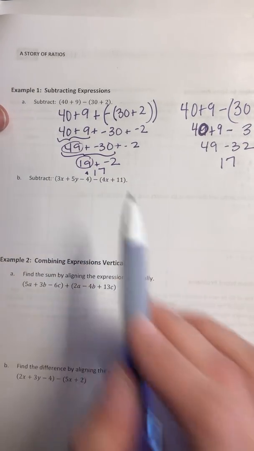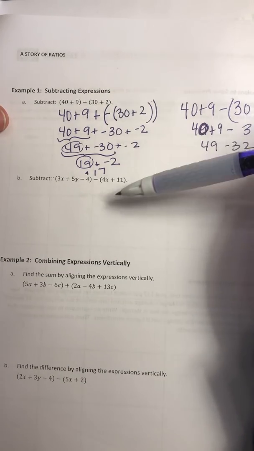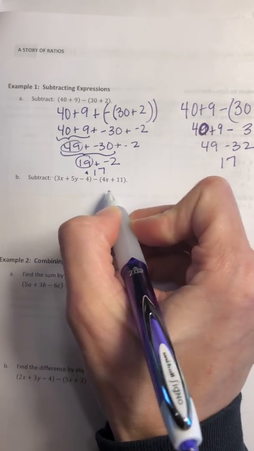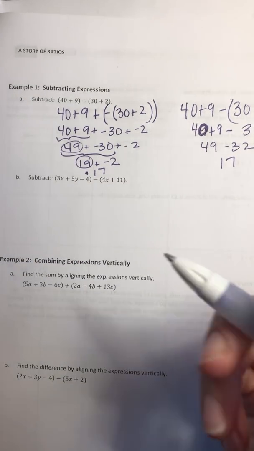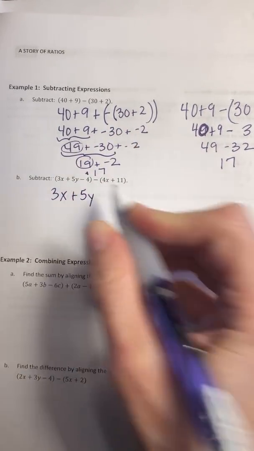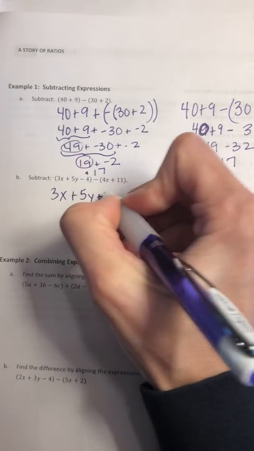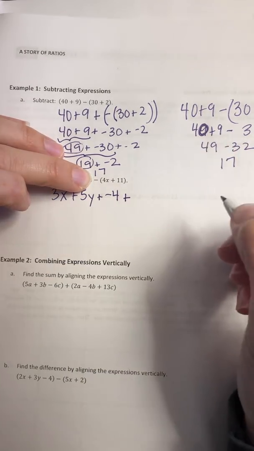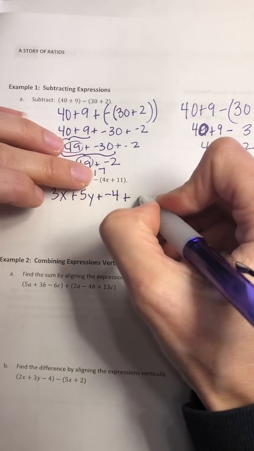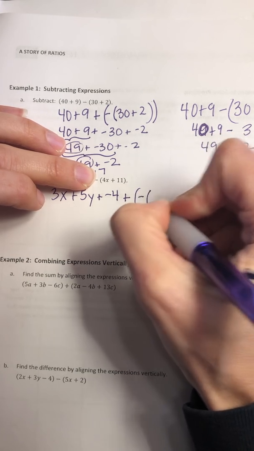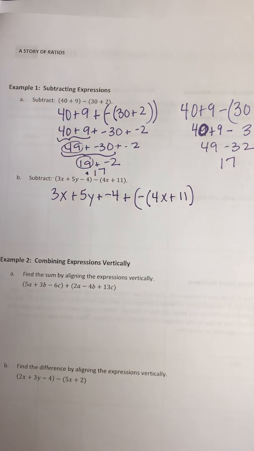Let's subtract these two expressions. So we went from numbers here to expressions here. But let's rewrite the subtraction problem as addition. And you can do that with any subtraction. So I would write 3x plus 5y. Rather than writing minus 4, I'm going to write plus negative 4. Rather than writing the subtraction here, I would write plus, and then the opposite of 4x plus 11. So the opposite of 4x plus 11. We just added the opposites.